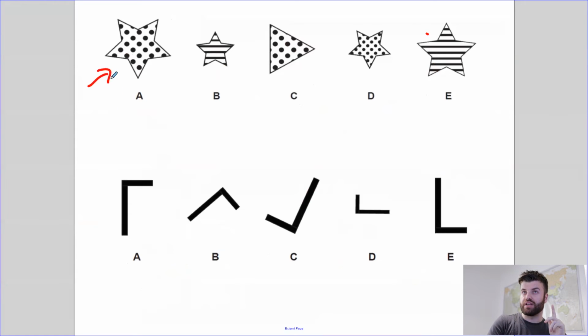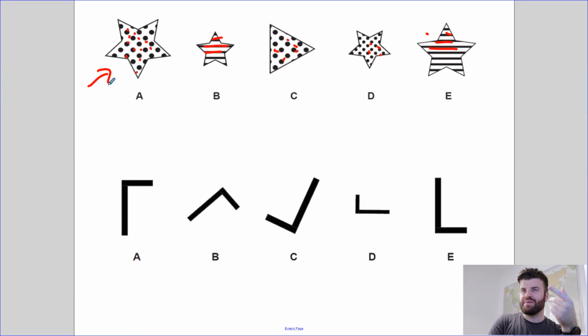So let's have a look at the top question here. We've got dots in this shape. Maybe if you've got dots, you're the odd one out. Well, it can't be, because C has dots and D has dots. Okay, let's look at B. Could it be stripes? Stripes, that means you're the odd one out, right? No, because E has stripes. So it can't be to do with what's inside the shape, because we don't have an odd one out.